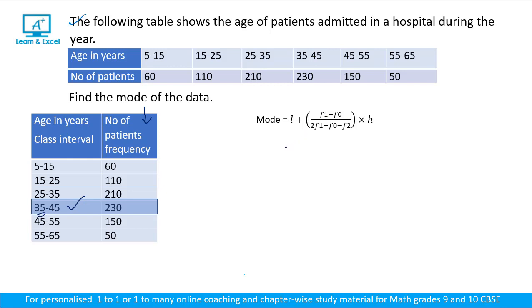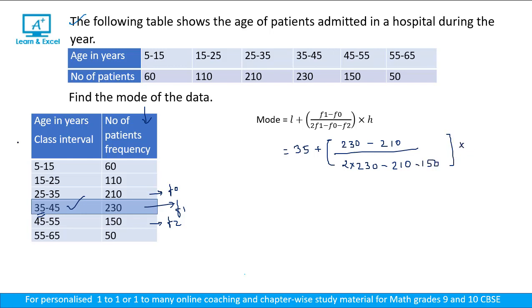So we will substitute L as equal to 35 and F1 is 230 because it is the frequency of the modal class. F0 will be the frequency of the class preceding the modal class and F2 will be the frequency of the class succeeding the modal class. Substituting this, we will get 35 plus F1 will be 230 minus 210 upon 2 into 230 minus 210 minus 150. And for finding H, now H is the size of the class interval.